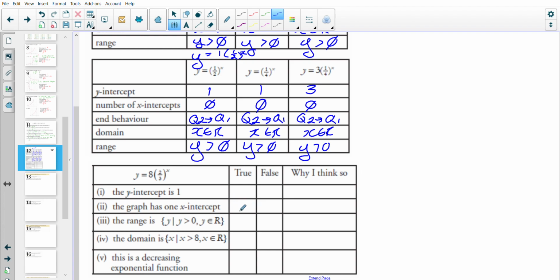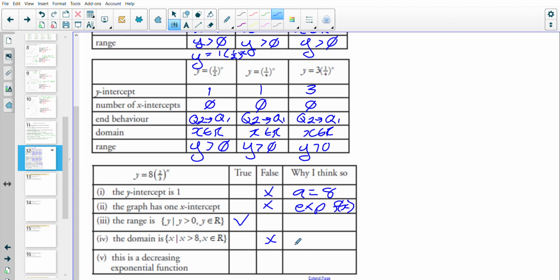Alright, so let's go through the answers. The y-intercept is 1, this is false, because we have a equals 8, meaning our y-intercept is going to be 8. Graph has 1 intercept, this is false because it's an exponential function. The range is y must be greater than 0, that's true. The domain is x must be greater than 8. This is false. We can have an x value of negative 30 and it would still work.